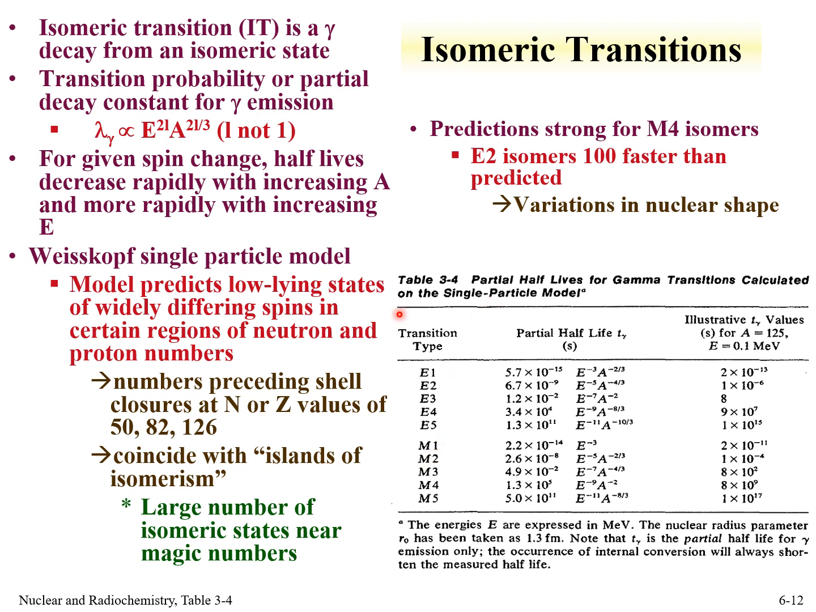Examples are shown here on this table where we can evaluate a partial half-life based upon the A and the E. These are for different transitions, so the L is built into the transition types. And we can use these values, these partial half-life calculations, to estimate the expected gamma transitions based upon, in this case, an A of 125 and an energy of 0.1 MeV.